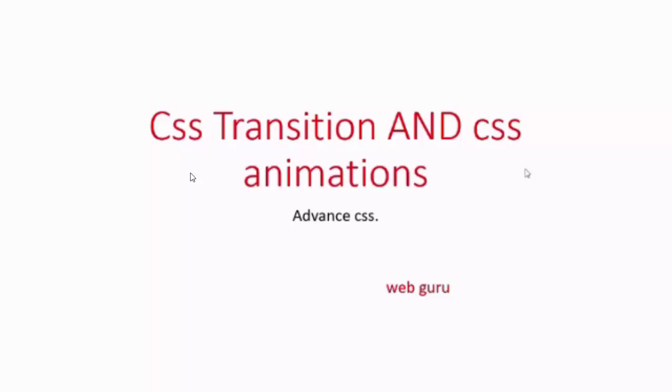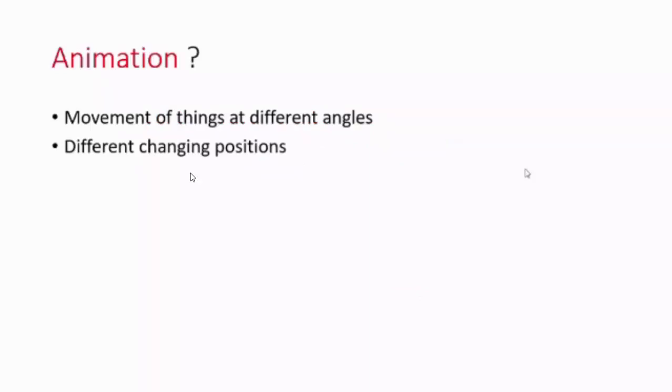First of all, what is animation? Animation is the movement of images, text, and the divs you created in your website design in different ways, by using different techniques at different angles. So animation is also changing the positions of your element. An element may be an image, text, or any div you create in your website.